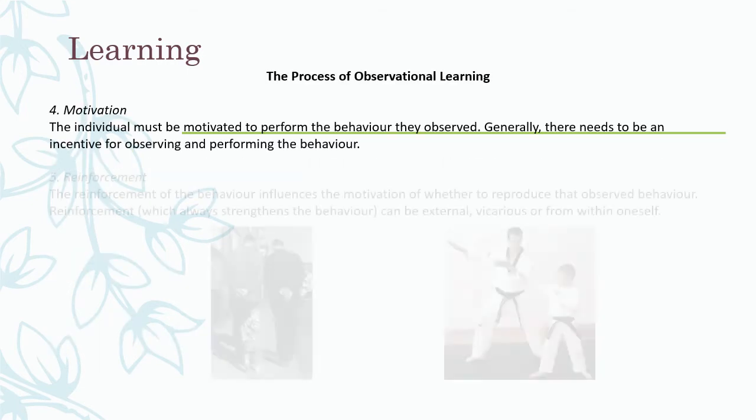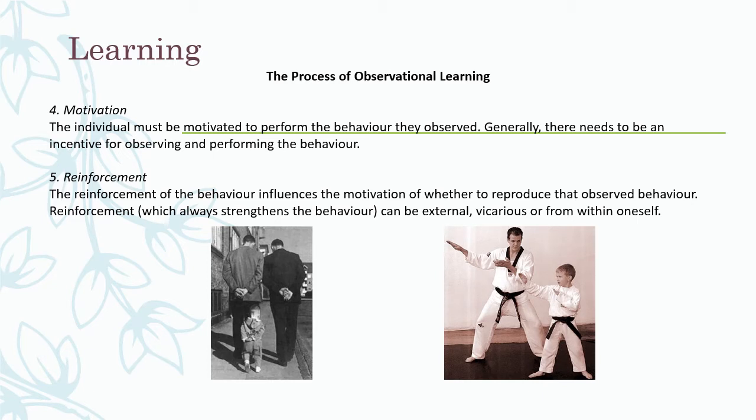So the 4th and 5th step is motivation and reinforcement. Now, occasionally VCAR exams actually combine the two. So motivation is exactly that. You must be motivated to perform the behavior they observed. If you don't like surfing, you're not going to be motivated to do it. Same sort of thing. You're not going to be motivated to make spaghetti dinner for your family if you actually hate spaghetti. Right? So there needs to be an incentive for observing and performing the behavior.